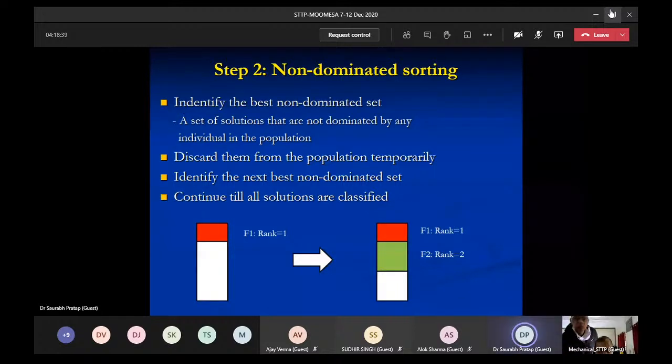Now for step 2, that will be the non-dominated sorting. First of all, identify the best non-dominated set. Let us assume we have these sets, then after that we have to rank the sets of the population. Means we have to rank 1, rank 2, up to the last rank. We have to identify that.